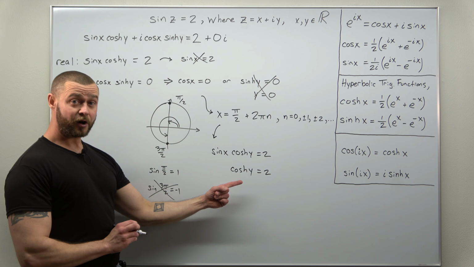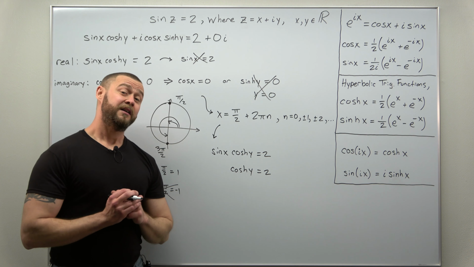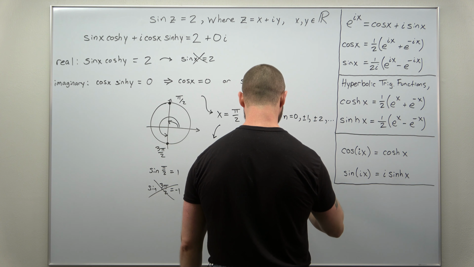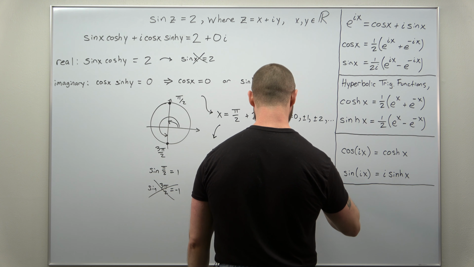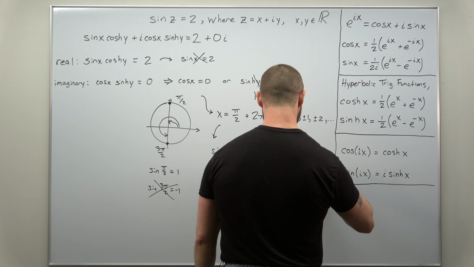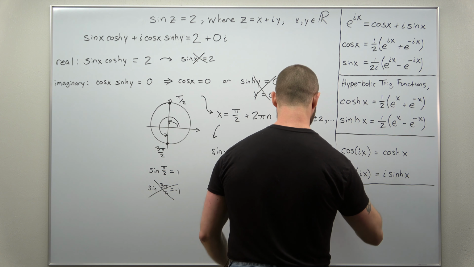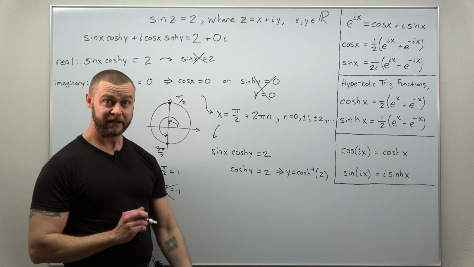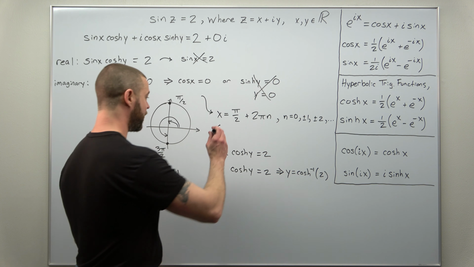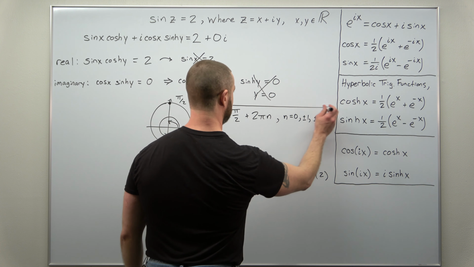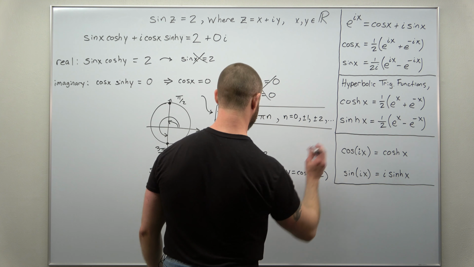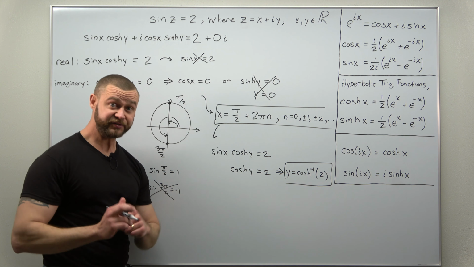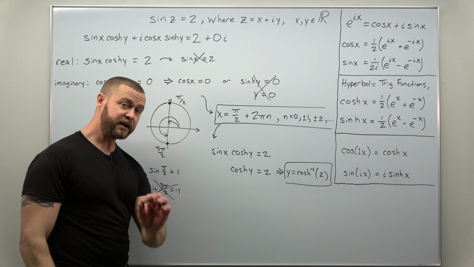And hyperbolic cosine of y does have an inverse function. So here we just solve for y by taking the inverse hyperbolic cosine of each side, and we get it. We have our real part, the values for x. We have our imaginary part, and we're basically done. So let's just go ahead and write it.